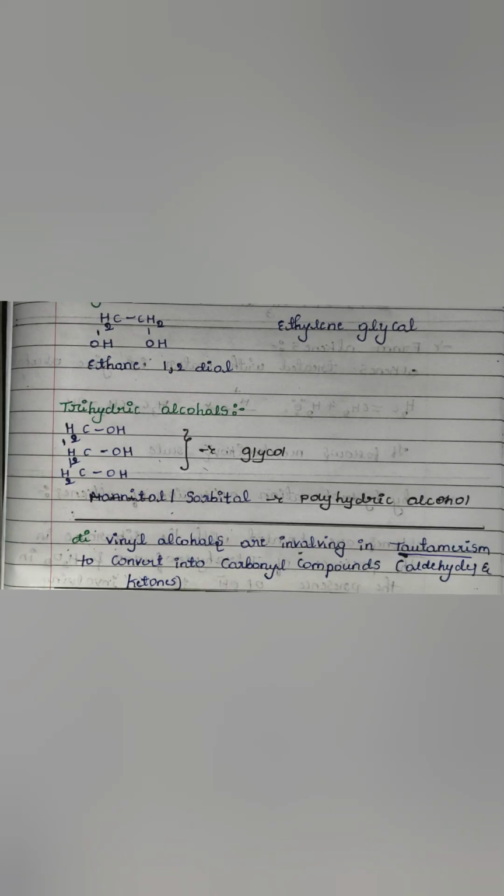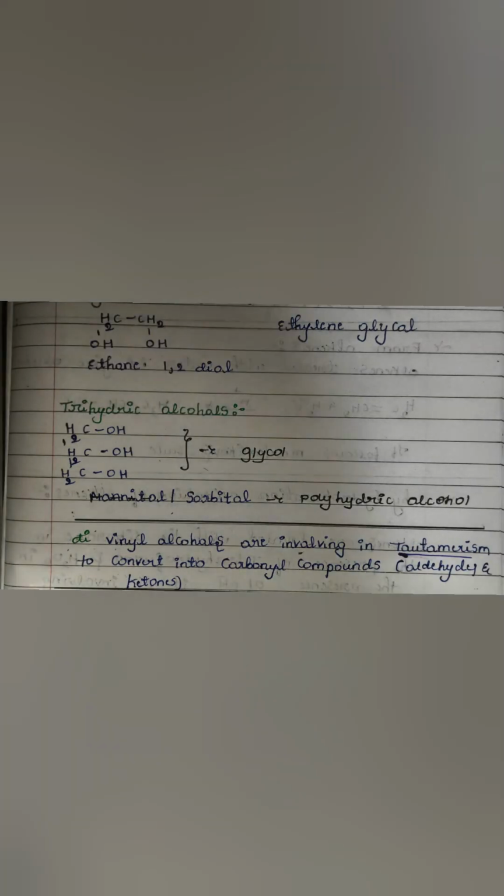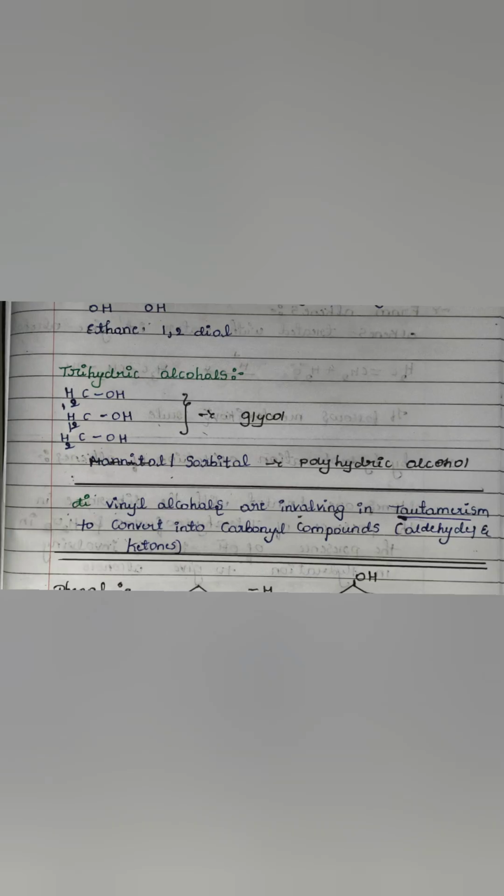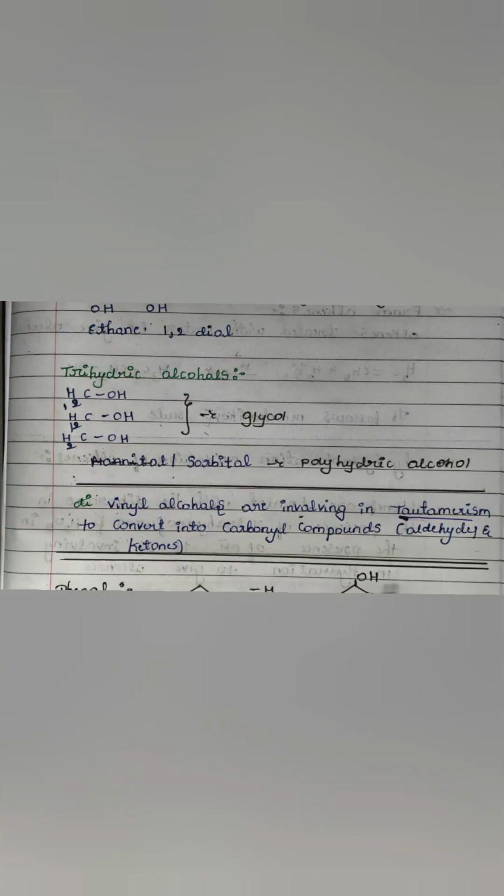Trihydric alcohols: if a hydrocarbon contains three OH groups, we call it a trihydric alcohol. The common name of this compound is glycol. And sorbitol is an example of polyhydric alcohols. Vinyl alcohols undergo tautomerism to convert into carbonyl compounds, that is aldehydes and ketones.